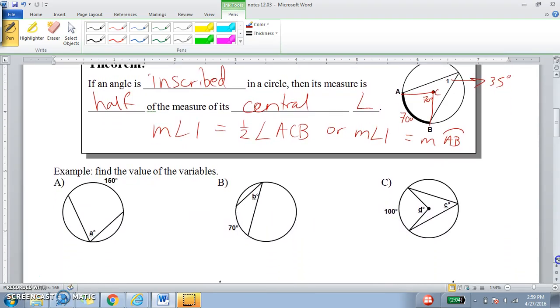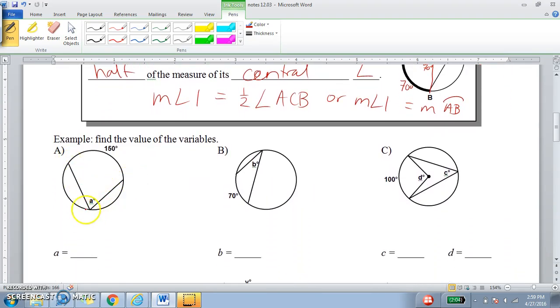All right, so it says find the value of the variables. So this is an inscribed angle. So if we want to find A, we take 150 and we take half of it, divide it by 2. So it's 75. Same thing over here. If this is my inscribed angle, it's going to be half of this arc, which it says is 70. So I divide it by 2 and it's 35.